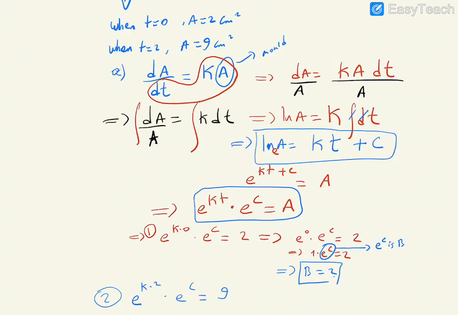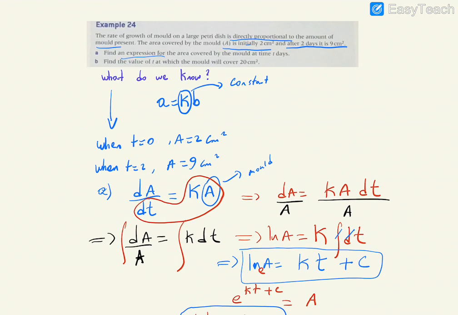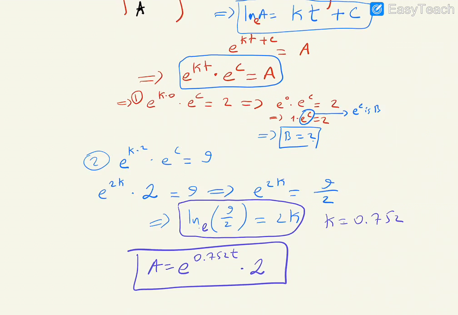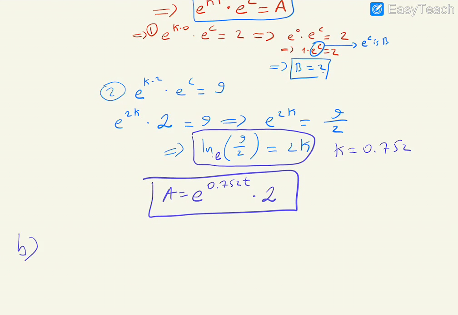Now in the second part, it says find the value of t at which the mold will cover 20 centimeters squared area. Basically in part B, find the value of t, the time taken for this function to get to 20, to cover the 20 square centimeters. So let's say a is equal to 20 centimeters squared, and I'm looking for t equals question mark.